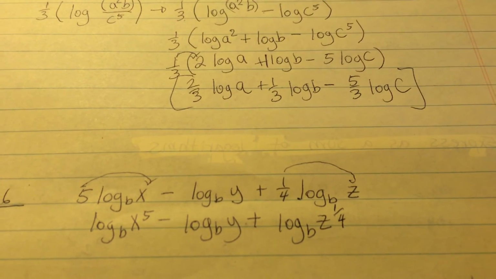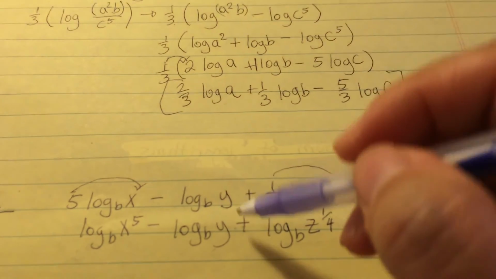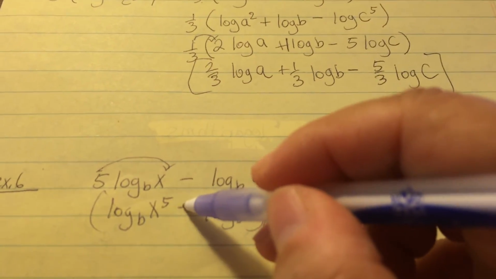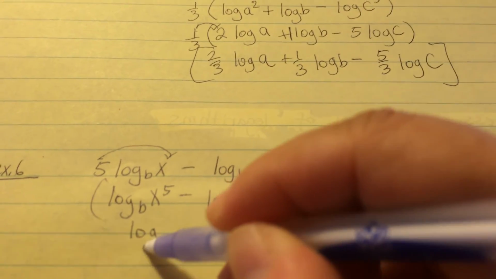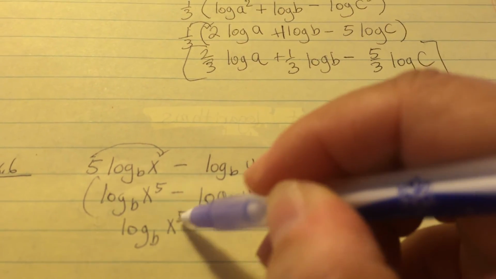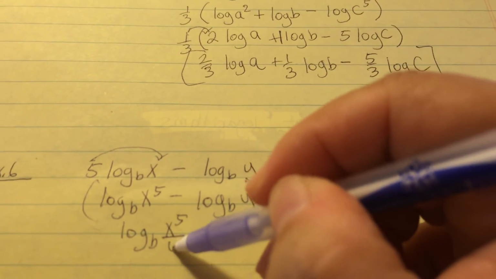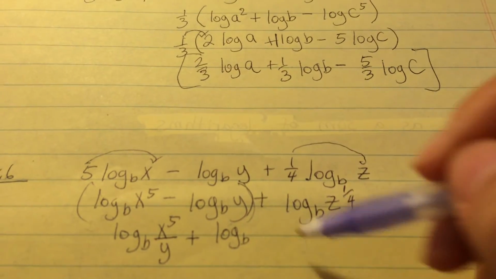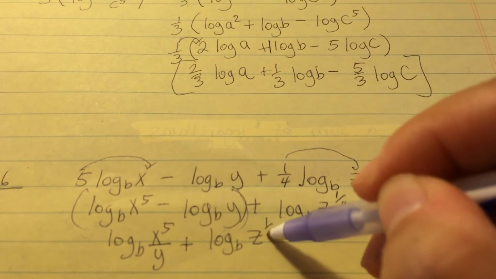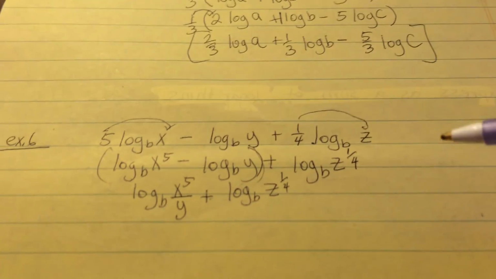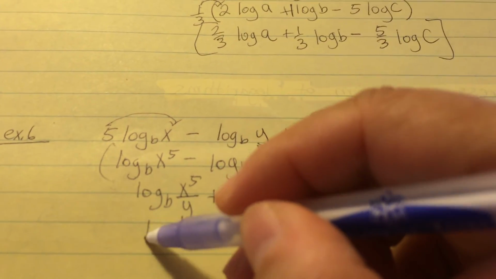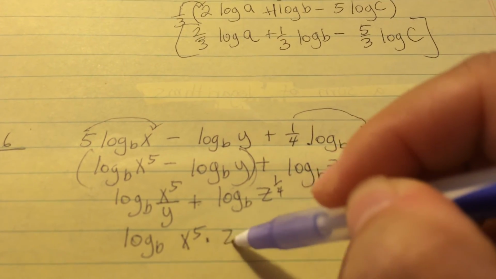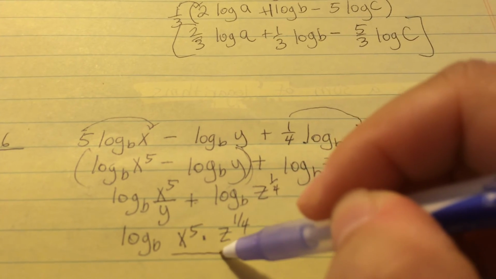Okay, so now once we get here, we want to do little steps at a time. So we want to go with these first two steps right there. Since it's minus, to condense it, it's going to be a division sign, right? So x to the 5th divided by, and then y plus, and then we still have log base B z to the 1/4. So now plus turns into multiplication. So then we multiply these guys together. So it becomes the multiplication of x to the 5th times z to the 1/4 all over y right there.